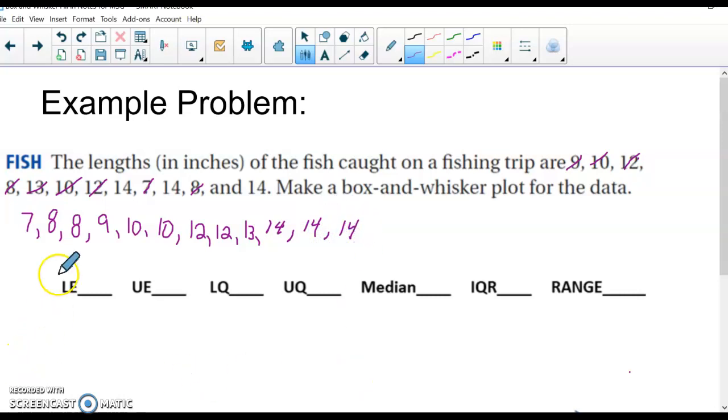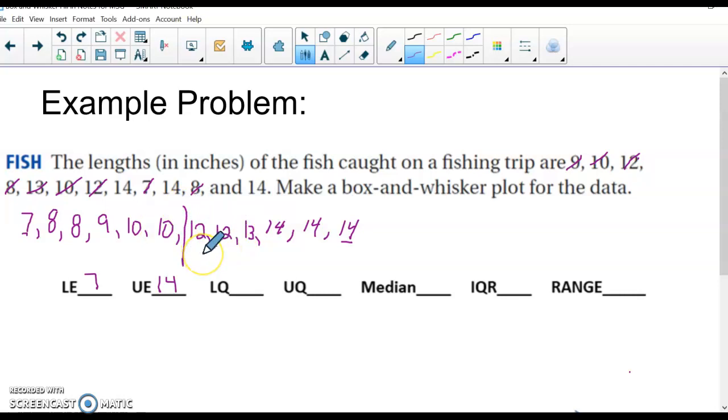Okay, so our lower extreme, that's what LE stands for, is 7. Our upper extreme is 14. Our lower and upper quartile I can't find yet. Our median, well, we've got 1, 2, 3, 4, 5, 6, 7, 8, 9, 10, 11, 12 pieces of data. Even data set means I have two middle numbers. So I'm going to count to 6: 1, 2, 3, 4, 5, 6. And I'm going to draw a line here.